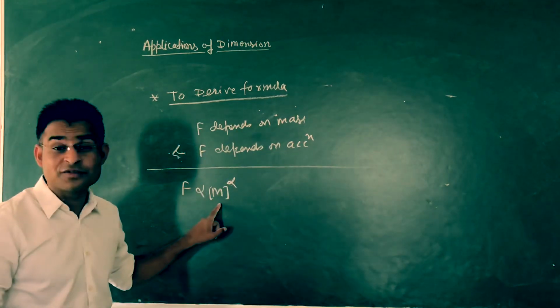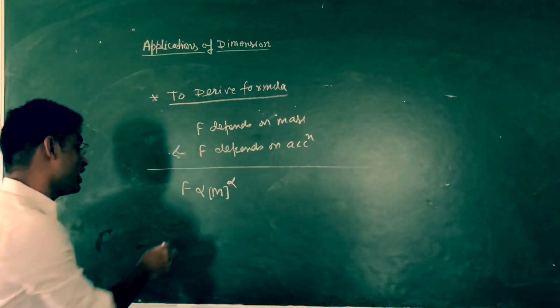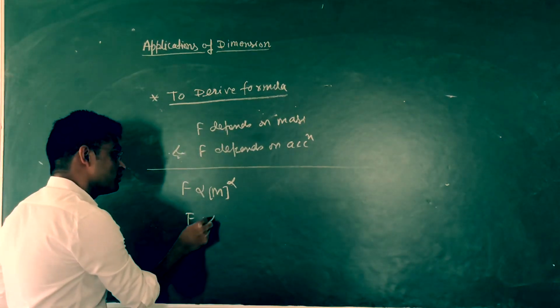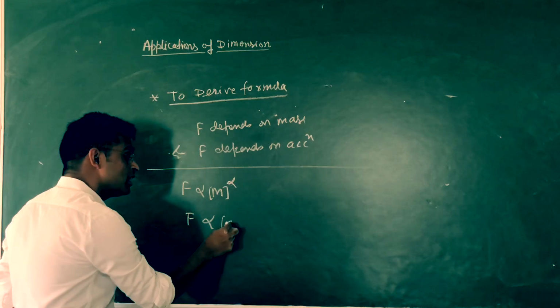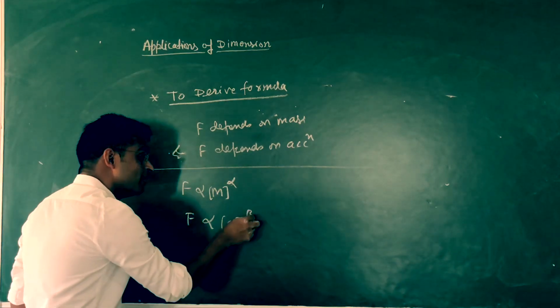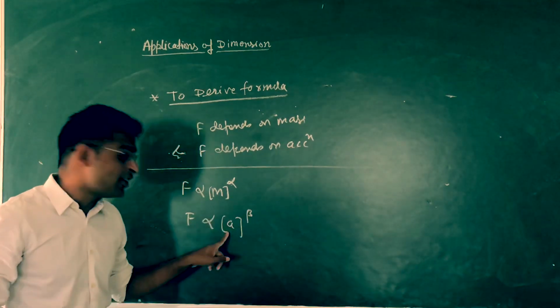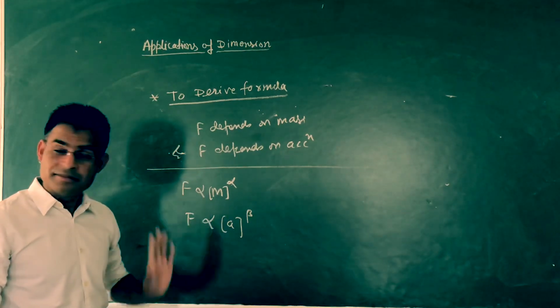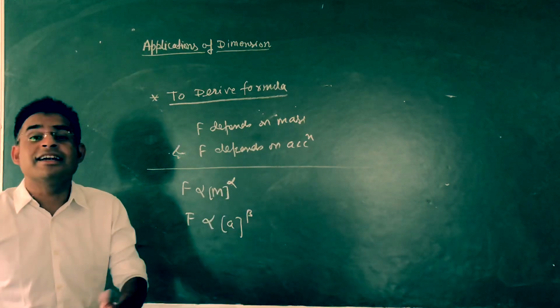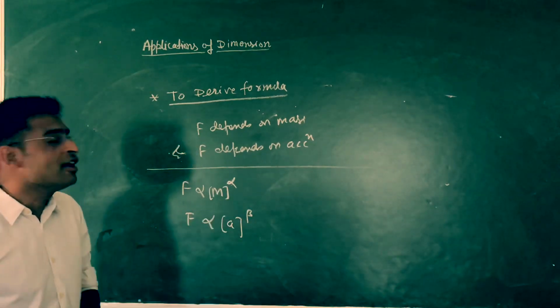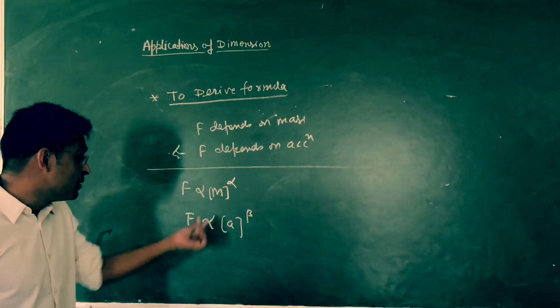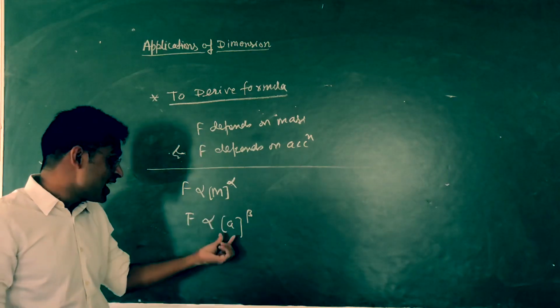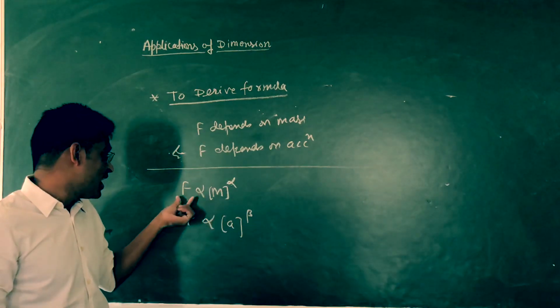Force depends on mass. Force is directly proportional to m to the power alpha. Force is also directly proportional to a to the power beta, where m is mass and a is acceleration. Force depends on m and force depends on a. What are alpha and beta? Later on we'll get what alpha and beta will be. But right now, m is mass, a is acceleration, and F is force.